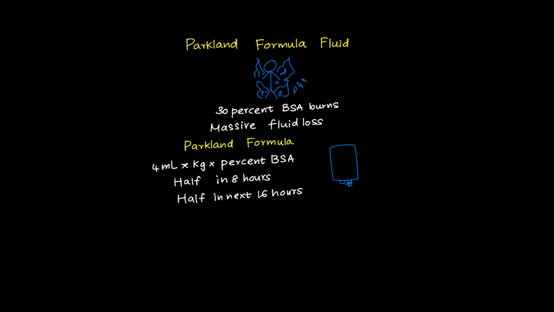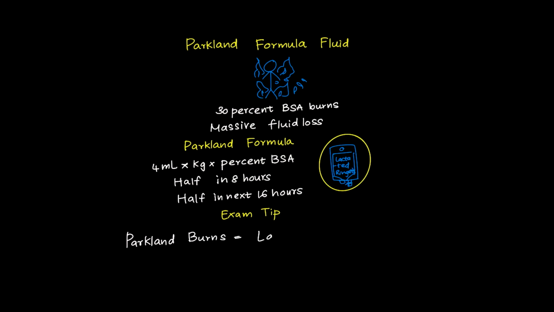But the formula only tells you how much, not what. The fluid of choice is lactated Ringer's solution. It is isotonic, which matches the extracellular fluid the body is losing, and it contains sodium, potassium, calcium, chloride and lactate in physiologic proportions. Lactate gets metabolized into bicarbonate, which also helps buffer acidosis.